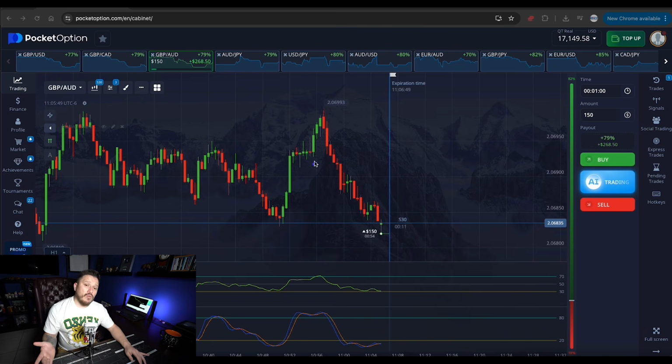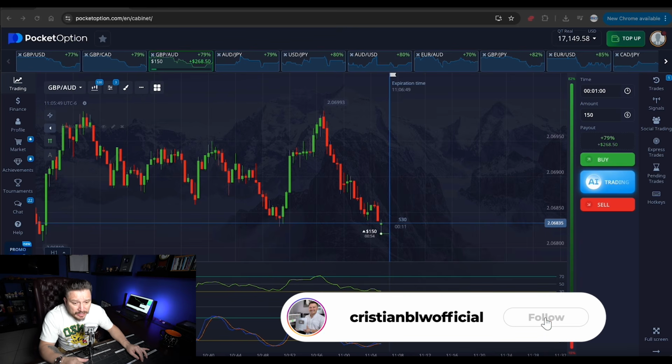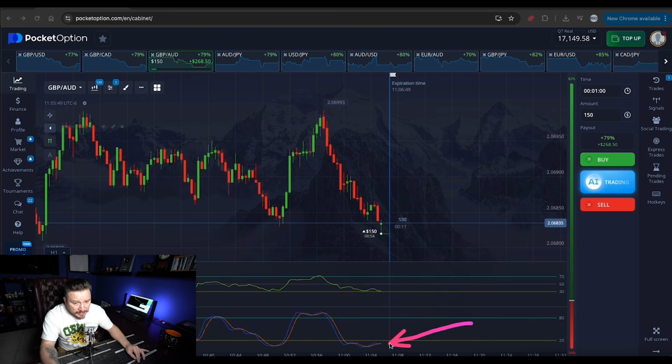If you notice, we have a downtrend right here. The price of this pair GBP/AUD is actually coming down. And if you see right here, I have the RSI level, the relative strength index level, at the 30th level. In addition, I have the stochastic oscillator right here below the 20 level.